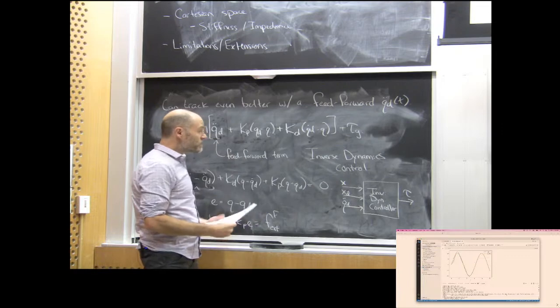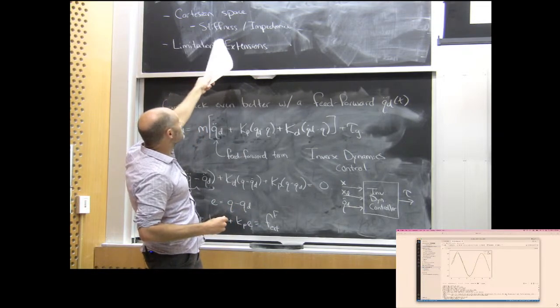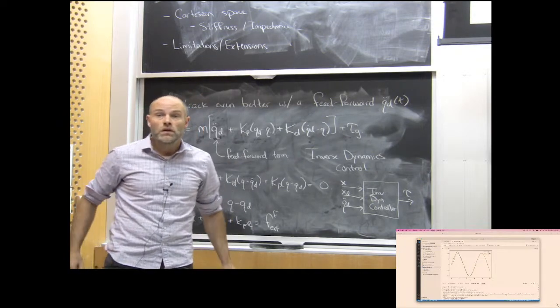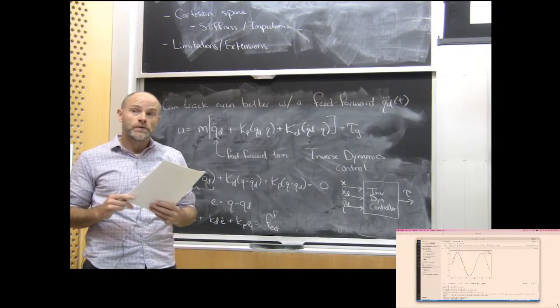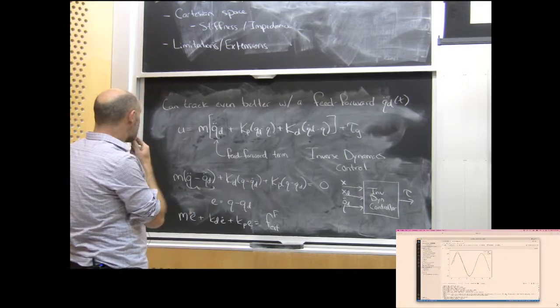All right, so let's blow this up now so we understand the simple case: PD, stiffness, and inverse dynamics. It's just adding one thing at a time. Yeah? For which part? They shouldn't.